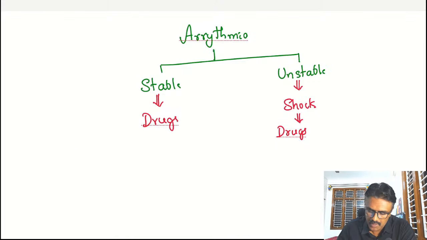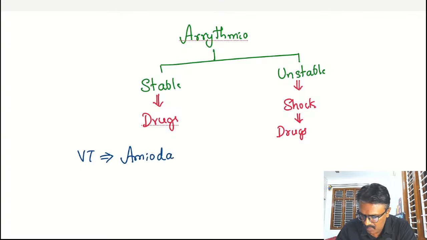Similarly, what is the drug of choice for VT? The drug of choice for ventricular tachycardia is amiodarone, or you can use the drug lignocaine.